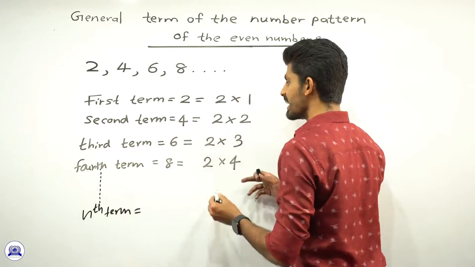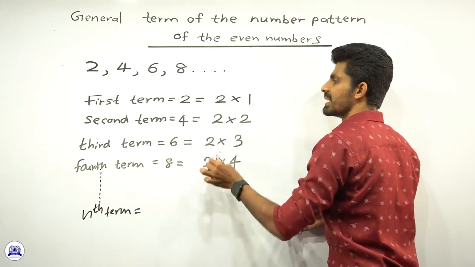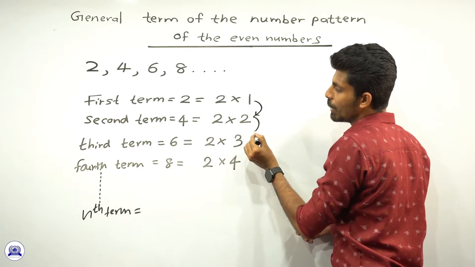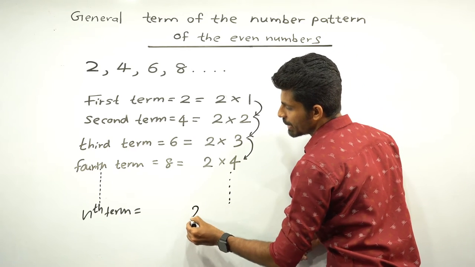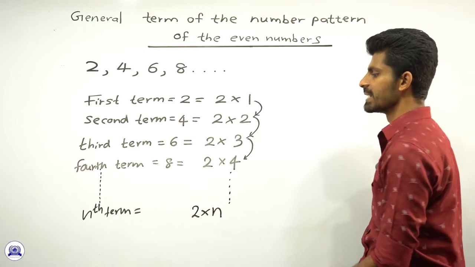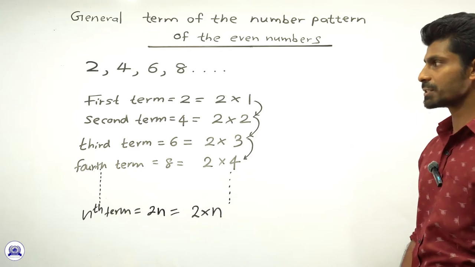For the nth term, you can see that 2 is fixed. So you can change the value. What are the changing values? 1, 2, 3, 4, like that. So you need to take 2 times n. 2 times n means 2n.